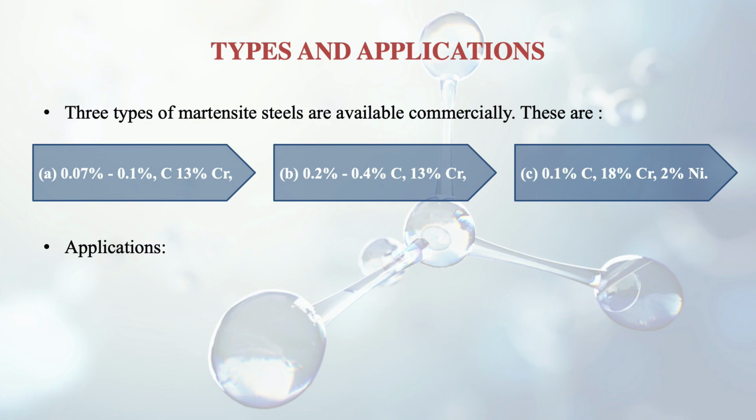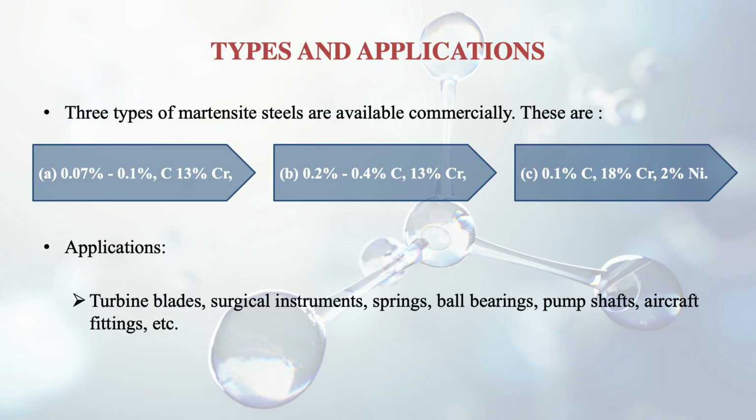And applications, vast applications like in the turbine blades. So you see in the jet engines and other places, even the steam turbines, they are used there, very useful. Surgical instruments also in the medical field, so martensitic steel is used there. Springs, ball bearings, pump shafts, aircraft fittings, etc. So a very useful product, this one is martensitic type of stainless steel.